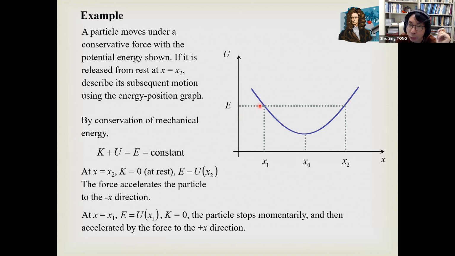And at the extremum points, x1 and x2, all the energy is potential energy. The object is instantaneously at rest at these two points. And in the middle, the object accelerates and then decelerates, accelerates and then decelerates. It swings back and forth like this, about the equilibrium position x0.